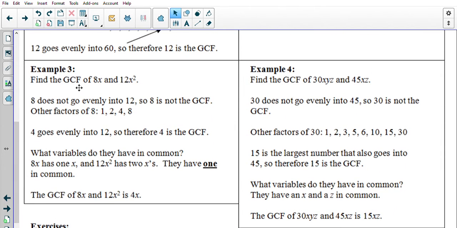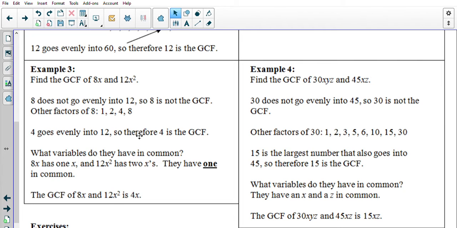Example 3 asks us to find the GCF of 8x and 12x to the second power. So first thing I would do is find the GCF of 8 and 12, the largest number they both divide by. Well, that's 4. Okay, so you can see that right here. Now let's look at what variables they have in common. 8x has 1 x attached, and 12x to the second power has 2 x's, right? x times x. So what do they have in common? They have 1 x in common, 1 x that I could take from each of these. So what does that make my GCF? 4x.